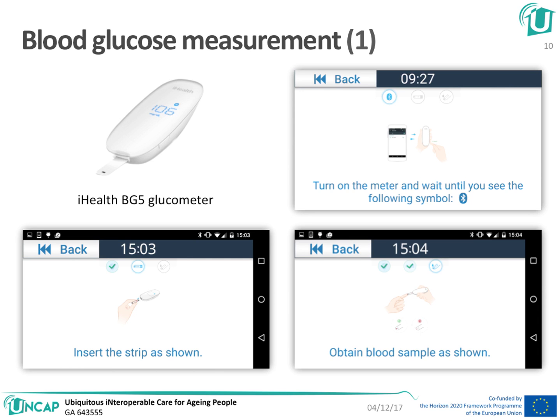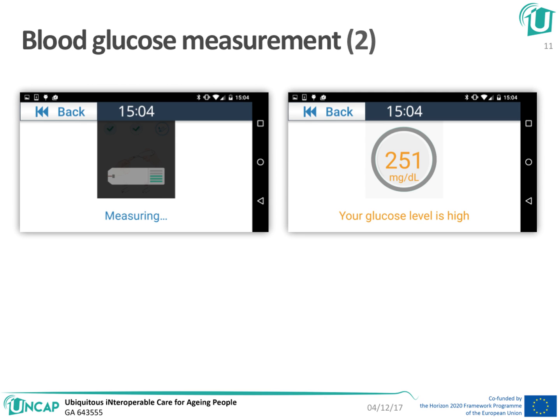Here's an example of our blood glucose measurement driver. This is the glucometer that we've supported, the iHealth BG5, and this is a multi-step wizard for doing the measurement. You can see it shows here with the indicators how far we are in that process. First it asks the user to turn it on and wait for it to connect. Once it's connected, it prompts the user to insert the strip. And once the strip is inserted, it asks the user to provide blood. Then it performs the measurement and shows the value. And at the same time, it also pushes the data to the backend.